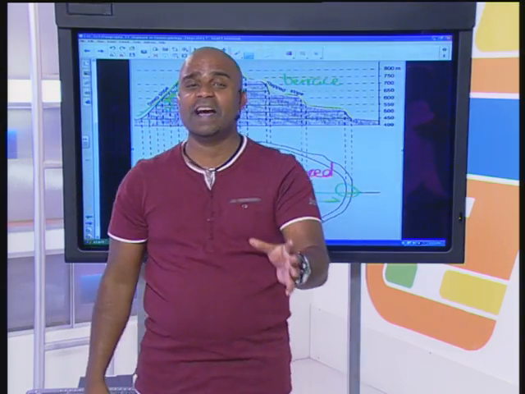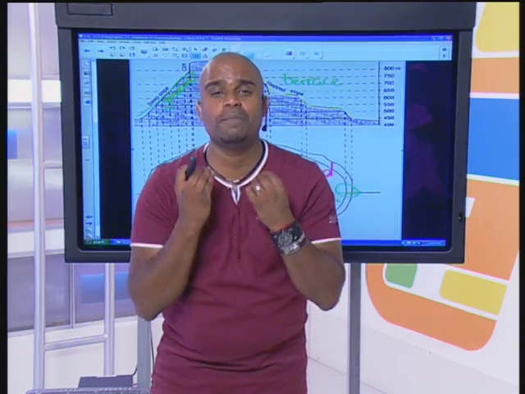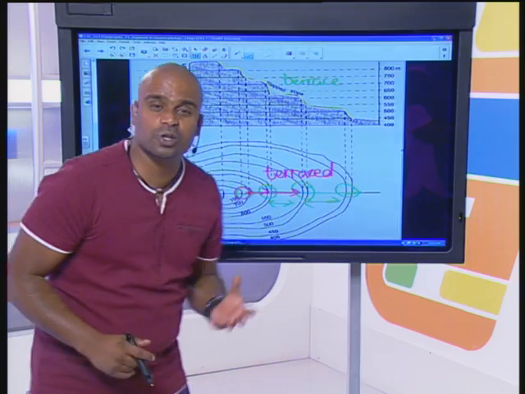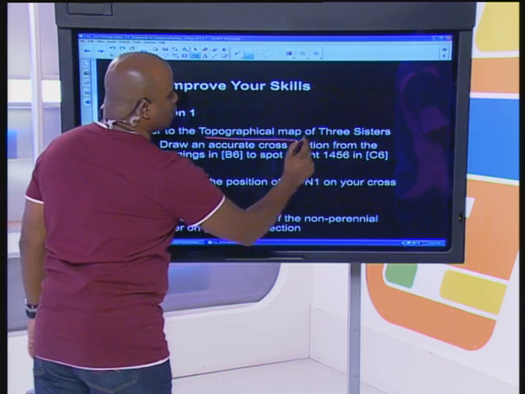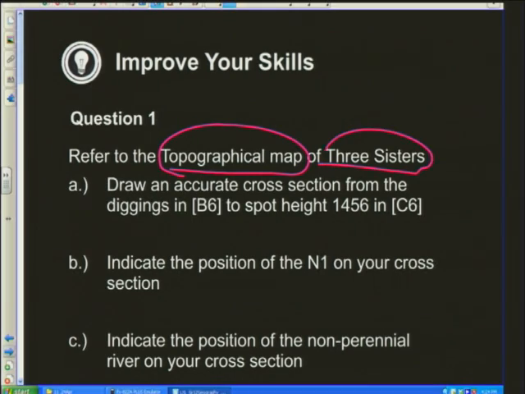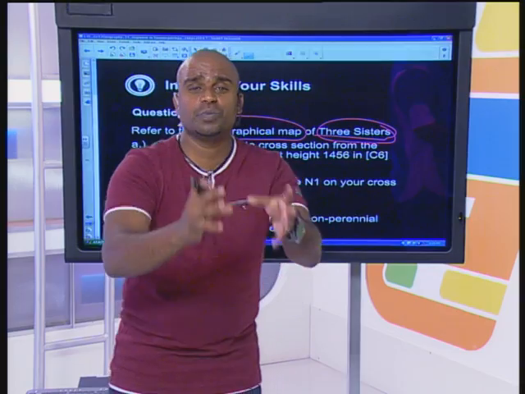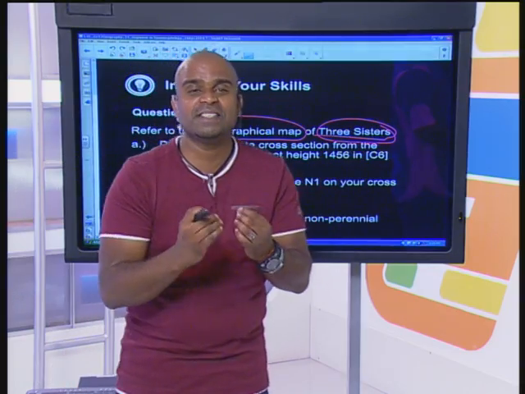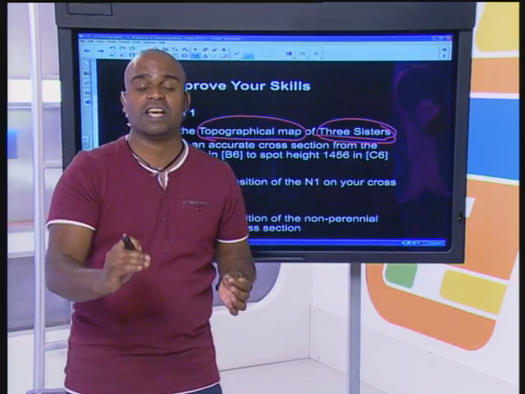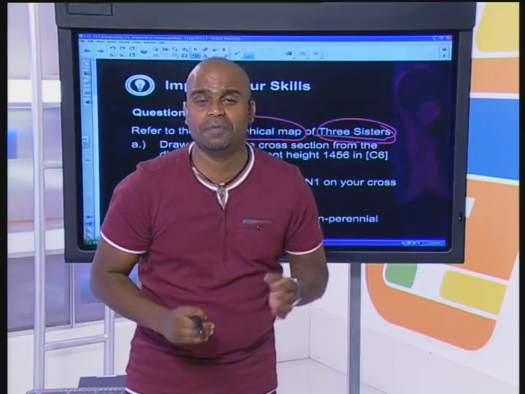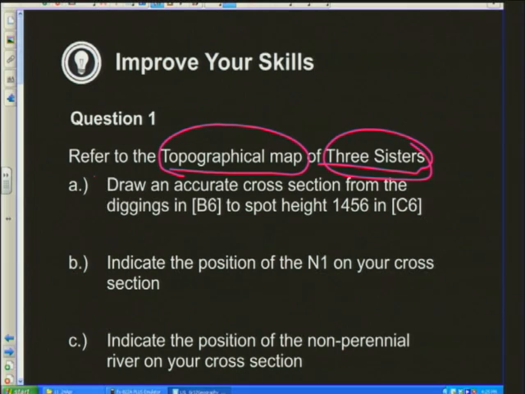Now, what we're here for today, guys, is to ensure that you understand how to manually construct a cross-section. Let's look at today's example. To improve your skills, we will refer to the topographical map of Three Sisters. Three Sisters is in the Klein Karoo region, which is a very dry region and is associated with karst landscapes. So what we will be seeing is different types of formations, especially horizontal type formations, which you've been doing in Geomorphology, grade 11.